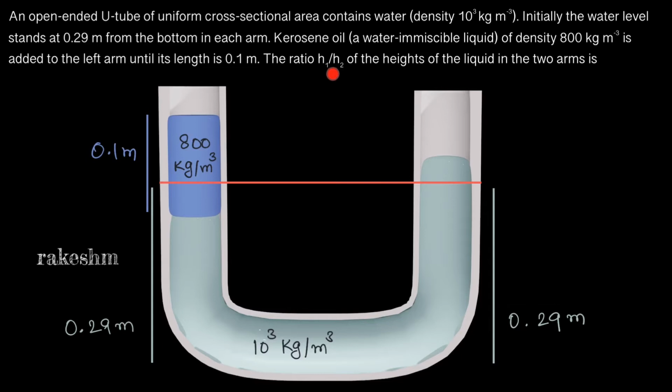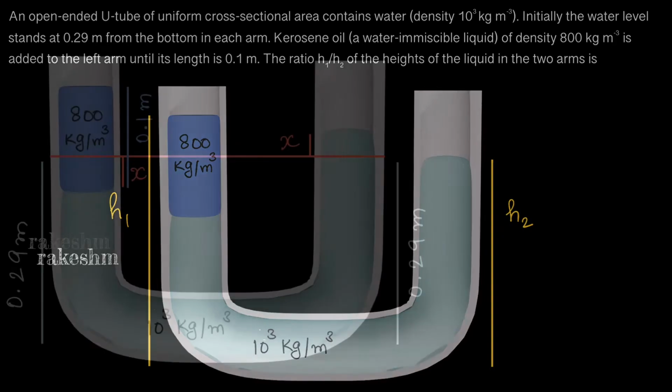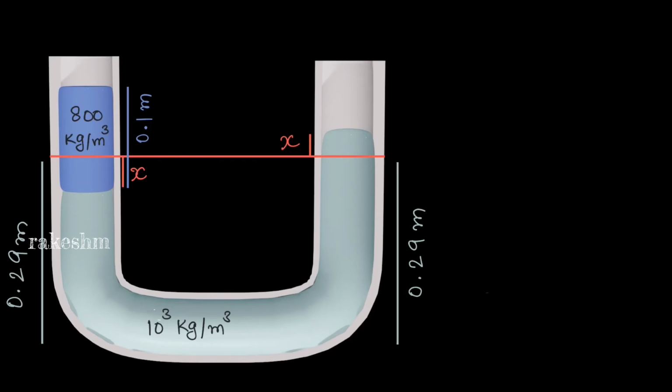The ratio H1 by H2 of the heights of the liquid in the two arms is. So finally the height of this from the bottom is H1 and this from the bottom is H2. What is the ratio of H1 to H2? So let us move into the calculation of the ratio of heights.